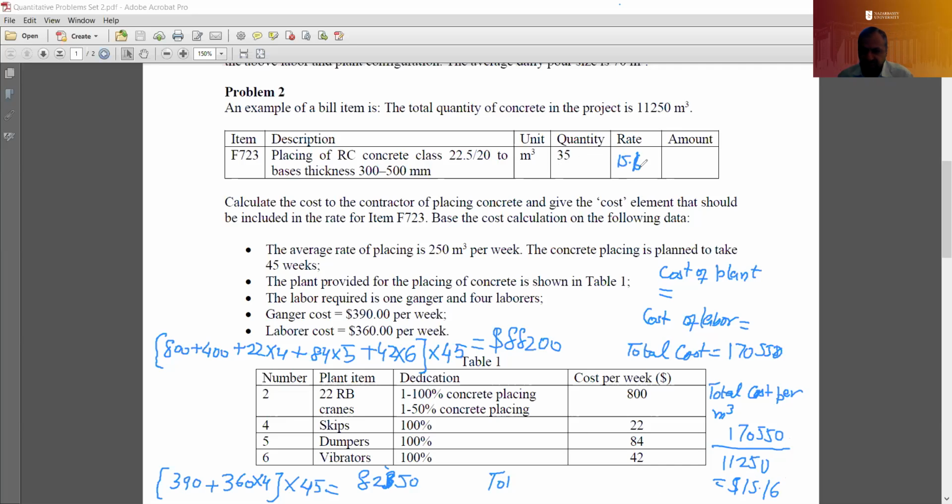Okay, so remember that for this item F723, only 35 cubic meter quantity is needed. This 11,250 cubic meter is the total concreting needed on the job site. So in that case, of course, there will be several other quantities for the concreting, and then their quantities and the rate will be applied. Is it clear?